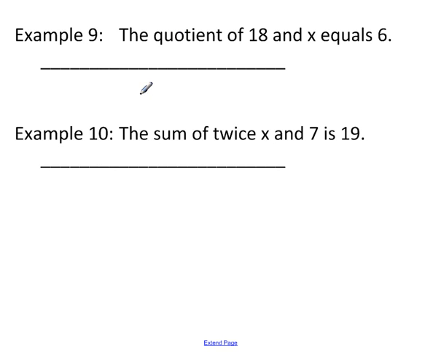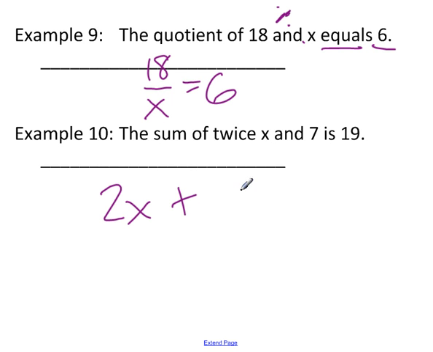The quotient of means we're going to divide 18 and x, so 18 divided by x equals 6. Quotient of, that means we're dividing here, 18 and x. Alright, the sum of this and that, what is the this? 2x and 7 equals 19.